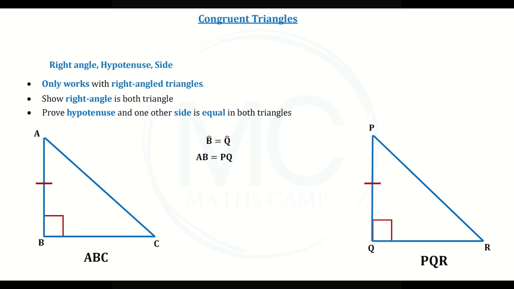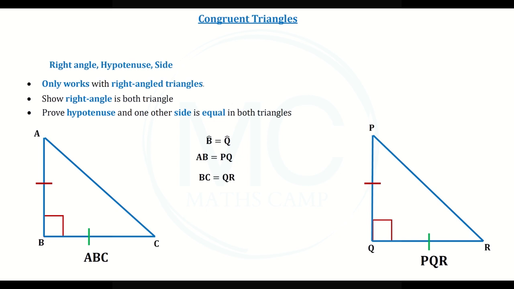Now let's say that we cannot prove that the hypotenuse AC is equal to hypotenuse PR, but we can prove that side BC is equal to corresponding side QR. So let's mark these sides in our diagrams in green. In order to use RHS as a possible reason, we have to show the hypotenuse in each triangle is equal. Without the hypotenuse, we cannot use this method. But let's look at what we do have.